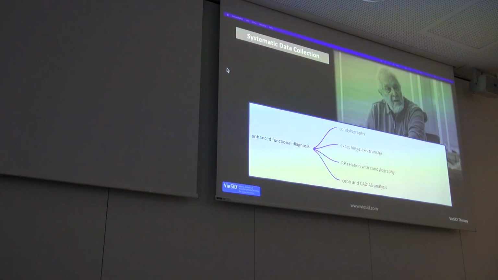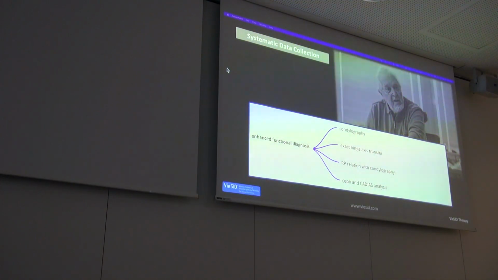Of course, I want my condylography, if nothing more than just to set my articulator. I will always go to the enhanced functional diagnosis, that's the new word, enhanced as opposed to large. And do condylography of the hinge axis, RP, obviously the condylography, and my Ceph and Cadiax analysis.